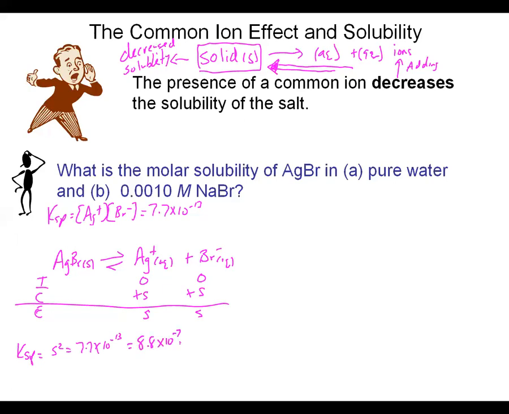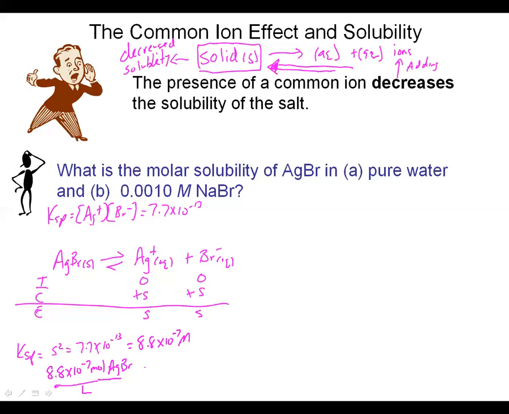And again, that would be the molar solubility in this case. And that means that the molar solubility of silver bromide is 8.8 times 10 to the minus 7 moles per liter of our silver bromide.